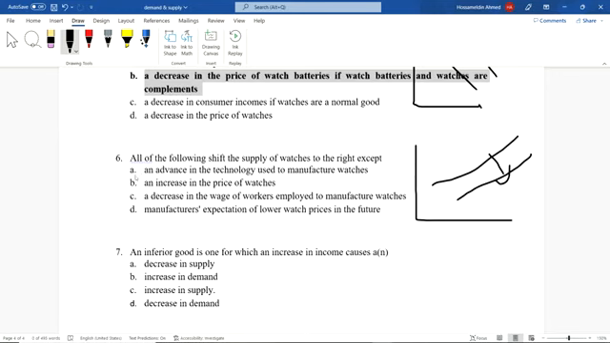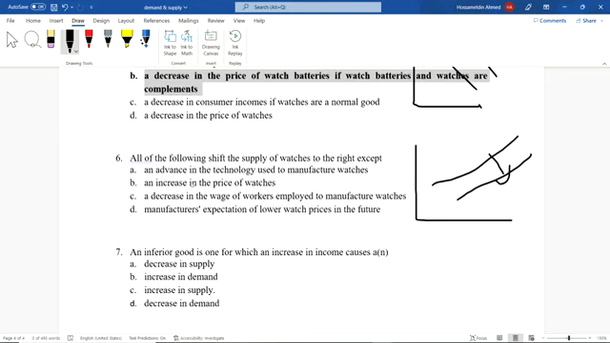So, number A, remember that I am looking for the one answer that will not move the supply curve. Any answer should affect the whole supply curve, and only one of these answers is not moving the supply curve. An advance in the technology used to manufacture watches could have an effect on the whole supply curve, which leads to an increase in supply. So number A is not our one.